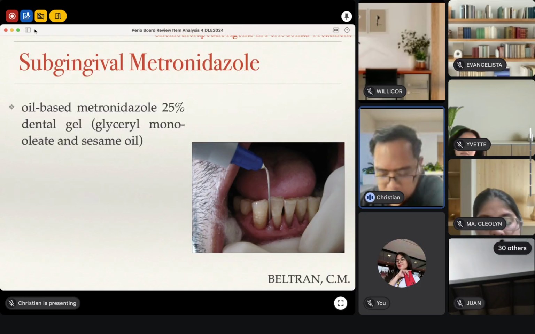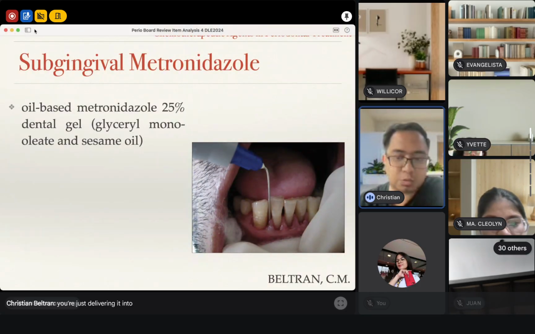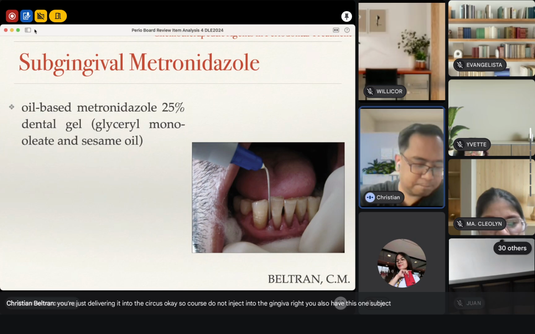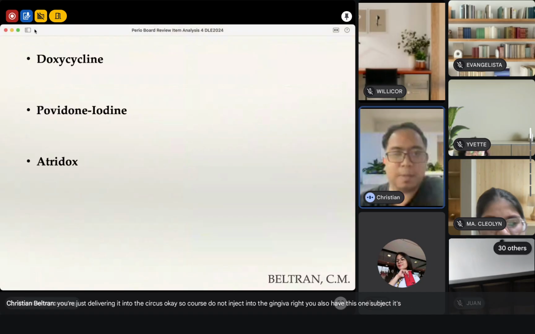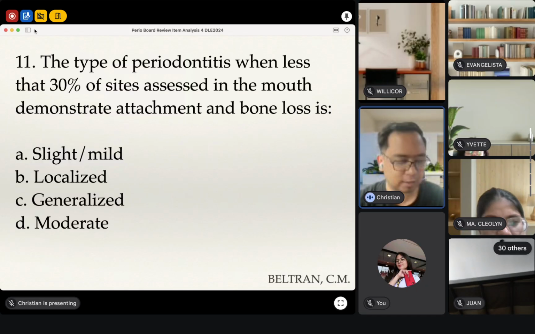So, keep in mind that these drugs here, you are not injecting into the gingiva. You're just delivering it into the sulcus. Okay? Sa sulcus lang yan, ha? Do not inject into the gingiva. Right? You also have this one, subgingival metronidazole. Okay? It's also available.